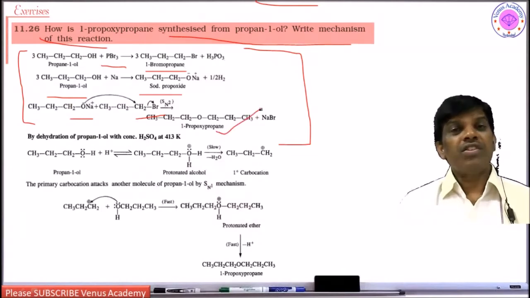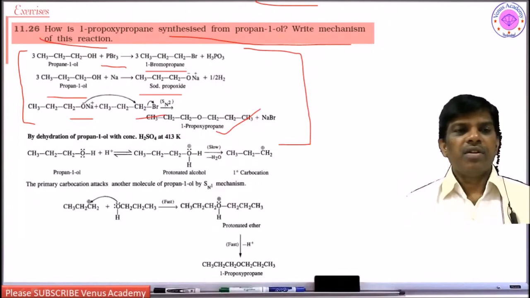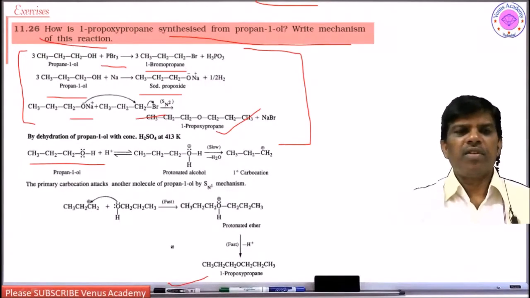However, there is a straight away propoxypropane method also, by dehydration of alcohols to get ethers. So it is a simple ether, a symmetrical ether. You can treat propanol with acid to lose water to give propoxypropane. Yes friends, so this is how you can prepare.